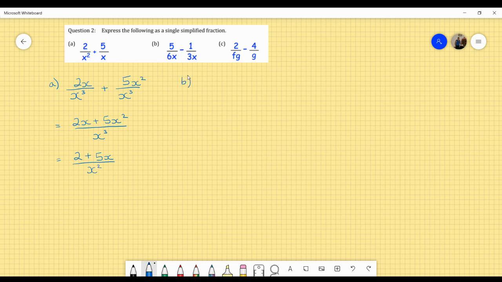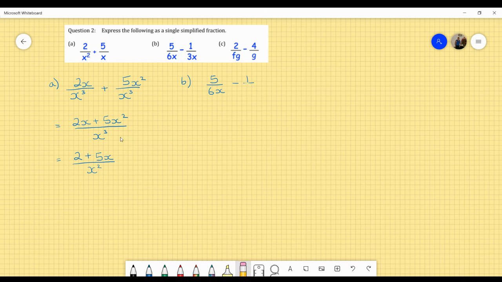Okay, on part B, so the easiest common denominator on this one would be just to get the second fraction into something over 6x as well. Okay, so just be careful with that one. Just ignore my slight error there when I'm writing it out.